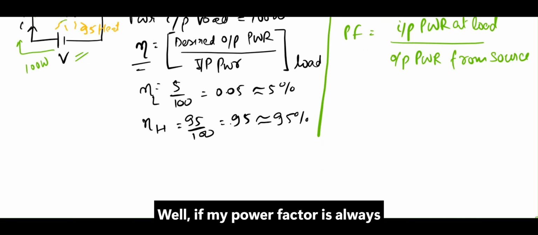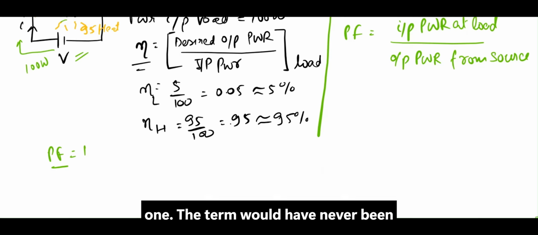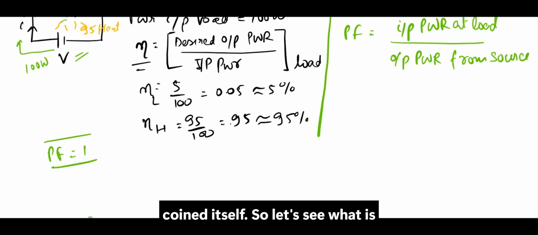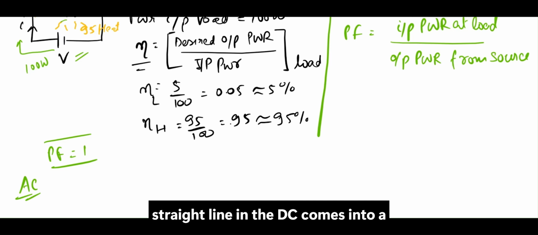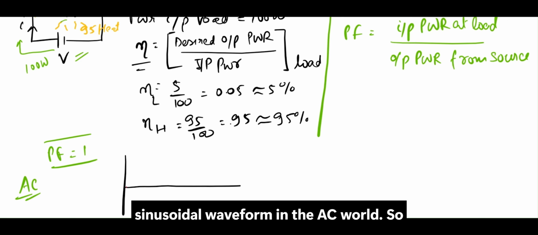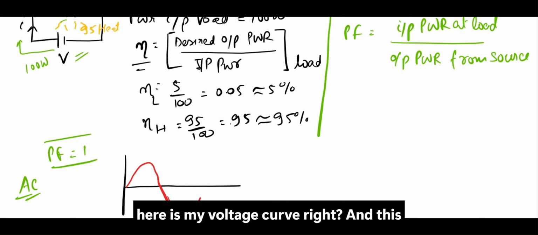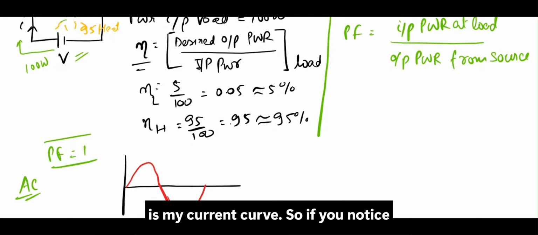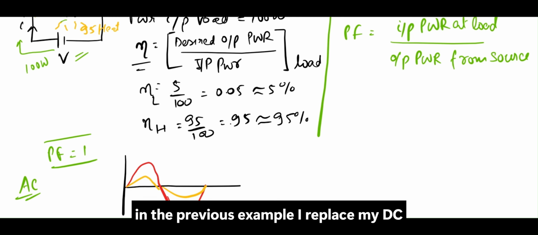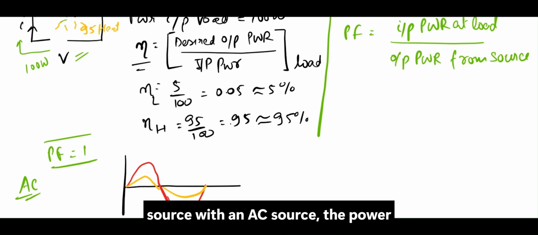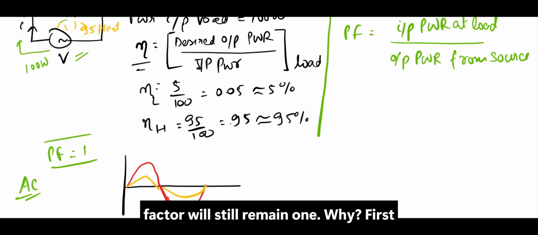Well, if my power factor were always 1, the term would never have been coined. So let's see what is happening in the AC world. All the straight lines in DC become a sinusoidal waveform in the AC world. So here is my voltage curve, and this is my current curve. If you notice, both of them reach their peak at the same time. So if in the previous example I replace my DC source with an AC source, the power factor will still remain 1. Why?